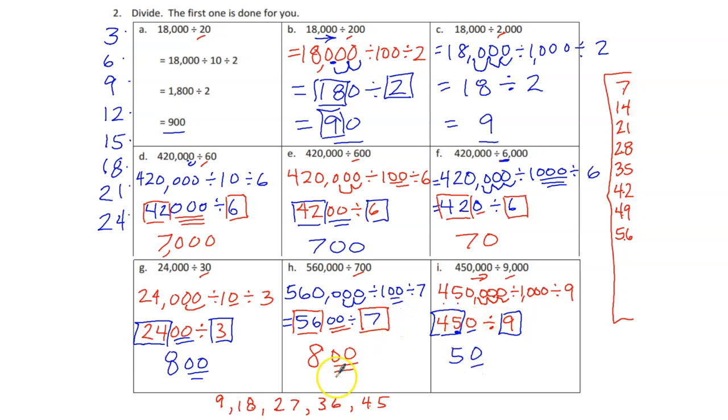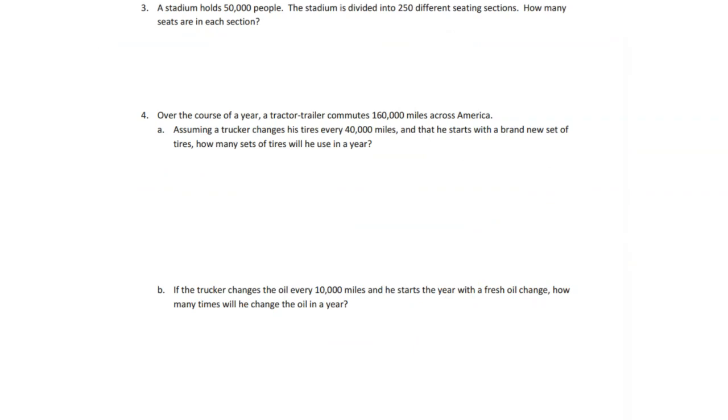All right, let's go ahead and take a look at the rest of the problems here. Numbers 3 through 4, I'm going to move through these kind of quickly. A stadium holds 50,000 people. The stadium is divided into 25 tens or 250 different seating sections. How many seats are in each section? So we have 50,000 divided by 250. Take a minute and look at that. If you notice, when I first said 250, I said it as 25 tens.